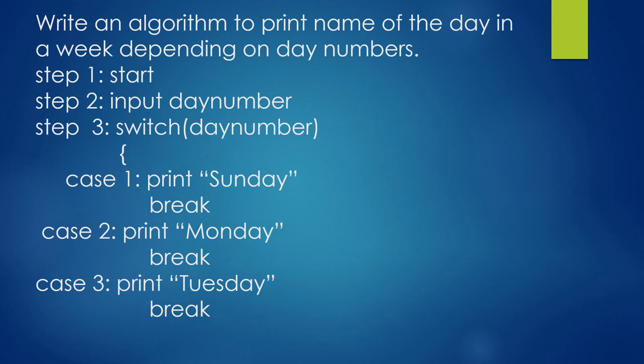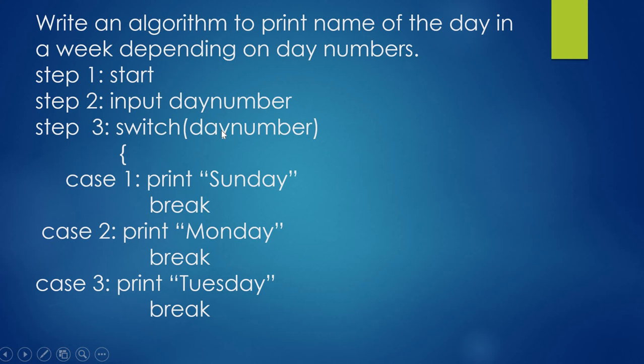Then if you are using if else if, we can also write this algorithm. Here we are using the switch statement. See here, what is the input in this algorithm? We are giving the day number. Day number is the input. First, step 1, start. Day number is the input. That day number we are giving in the switch. Here the expression is equal to this day number.